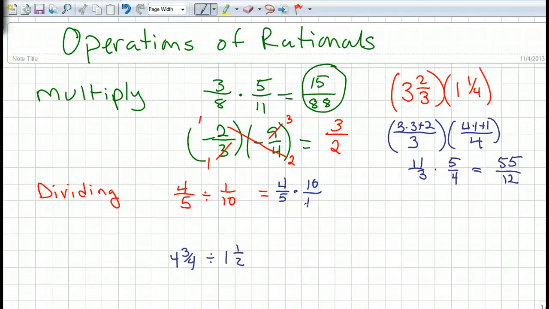Now, can I pre-reduce this one? Yeah, then you'll multiply it after that. So that's why I changed it to a multiple. So 5 goes into 10 twice. 5 goes into 5 once. So 4 times 2 is 8 over 1, or just 8.